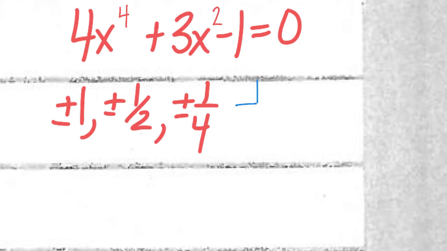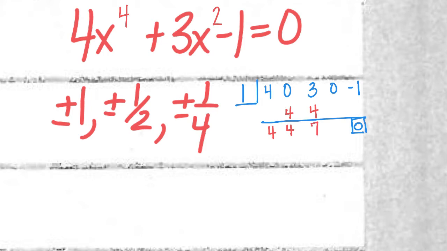So I'm going to use a positive 1 first. And I'm going to use all these numbers across. 4, 0, 3, 0, -1. And when using synthetic division, I know something's a factor if 0 is the remainder. Add down, multiply up, add down, multiply up, add down, multiply up, add down, multiply up. That's not working for us.